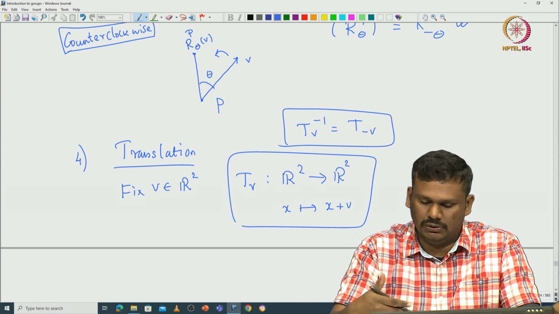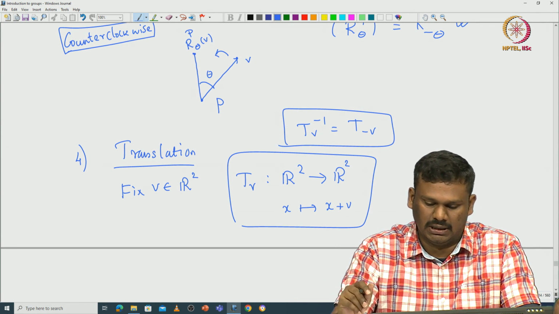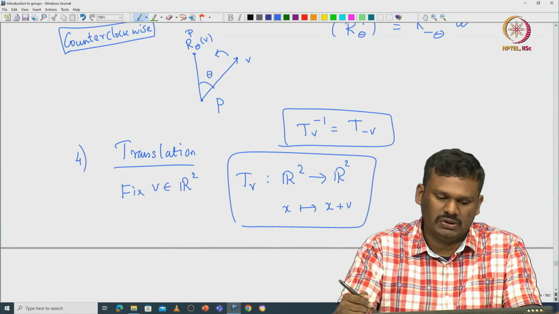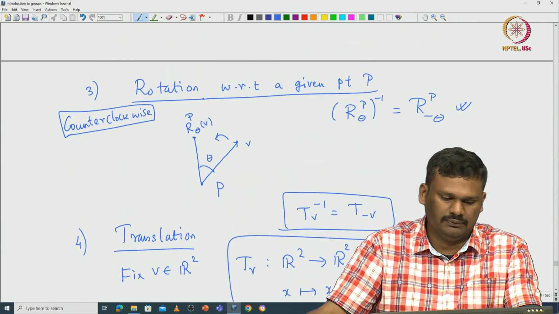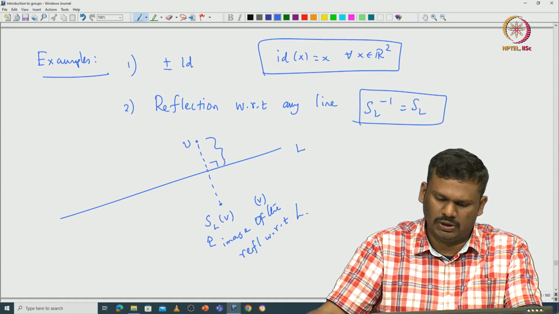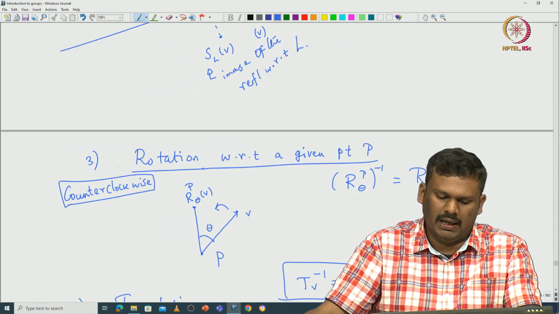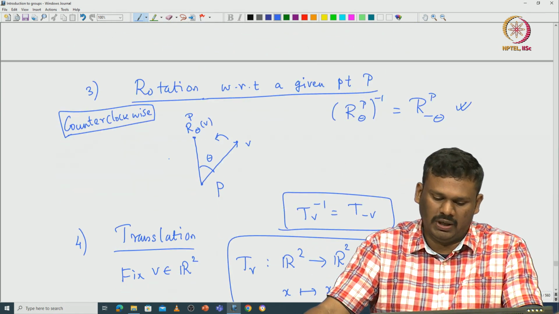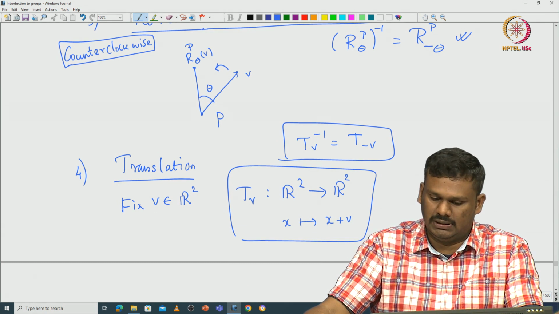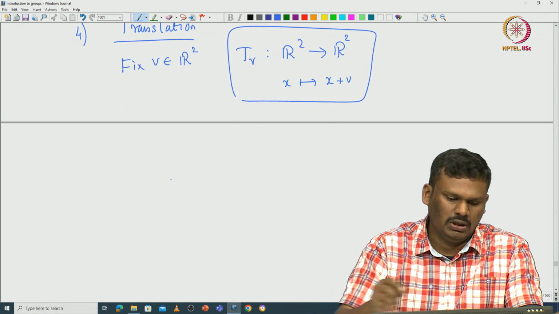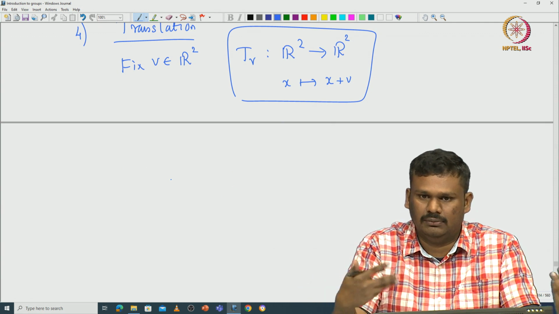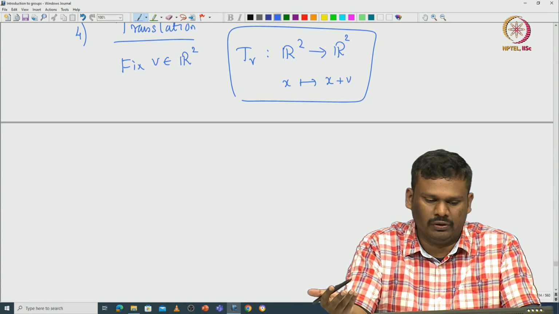Okay. And you can easily check translations are again distance preserving maps. So, I will leave it to you to check all the maps that I have written here. The reflections with respect to any line, rotation with respect to a given point, and translations, all of them are isometries. They are all distance preserving maps. So, now what you can do is compose them and then get some new kinds of isometries.